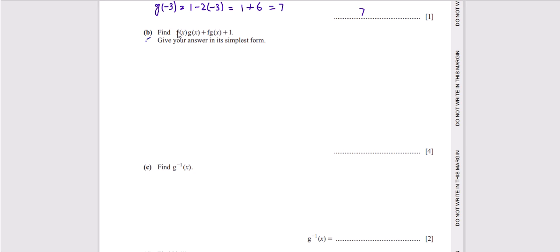Find part B. Find f of x multiply g of x plus f of g of x plus 1. So first one is f of x. The function f of x is 2x plus 5, multiplied with g of x. The function g of x is 1 minus 2x.